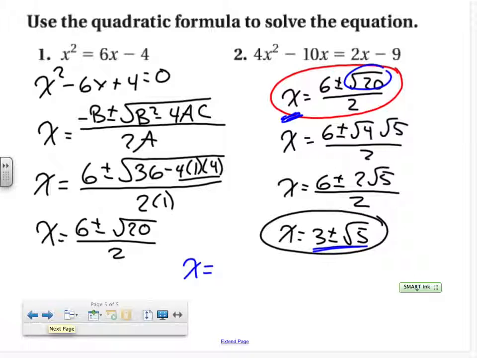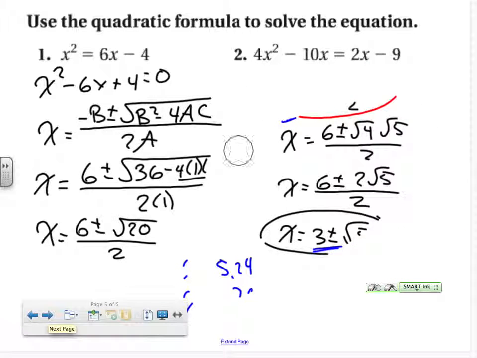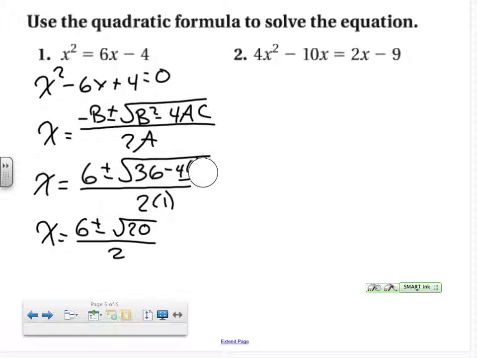We get 5.24. Or going through and doing the subtraction, you get 0.76. All right? So that's the number 1 up there. Try the number 2. I'll erase it, pause the video, and then play it and see how you do on number 2.